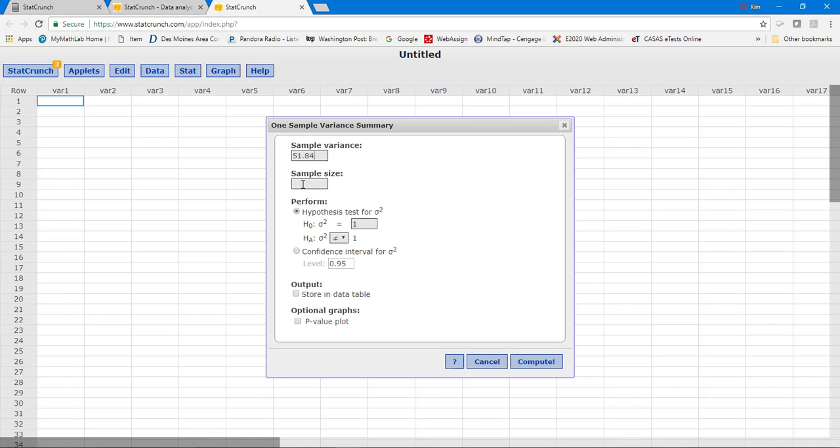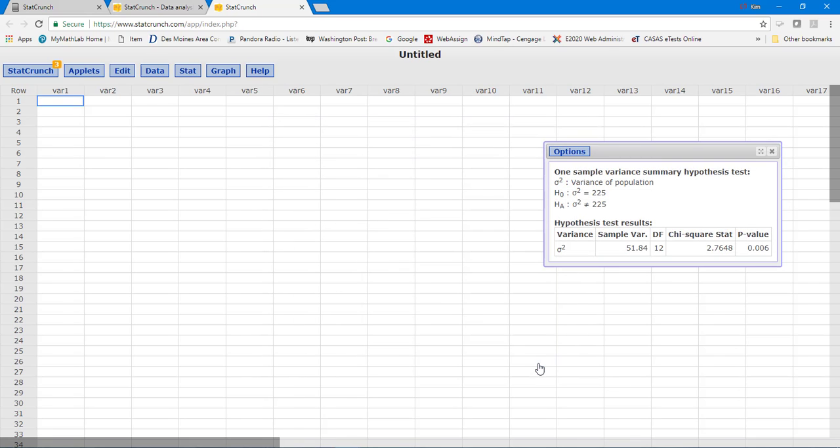And then the sample size was 13. We want to test the claim that the standard deviation is 15, so the variance would be 15 squared, which would be 225. And we think the statistics professors are different than that, so we'll use the not equal to, just as they did on the video. So we're going to go compute.